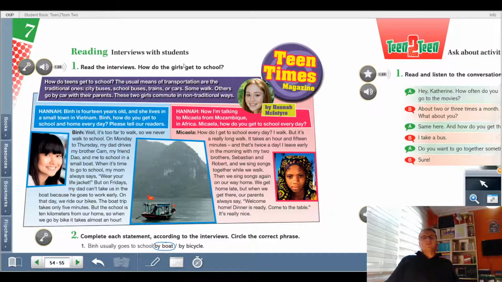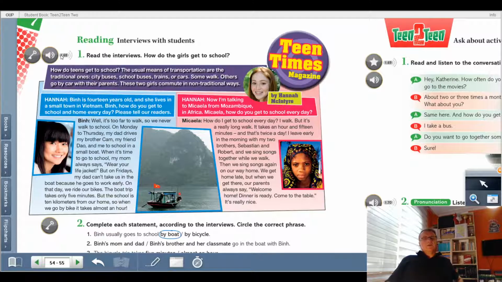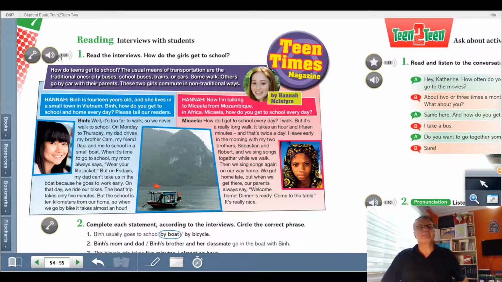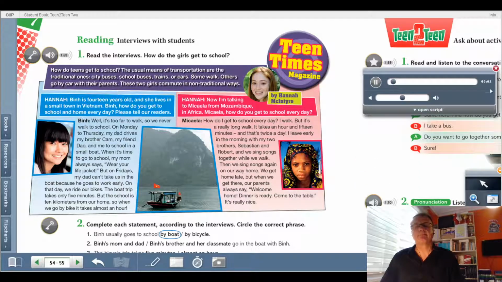There is reading. Interviews with students. Read the interviews. How do the girls get to school? The interview is about this. So let's read and listen. Unit 7, page 54. Reading. Exercise 1. Read the interviews. How do the girls get to school?